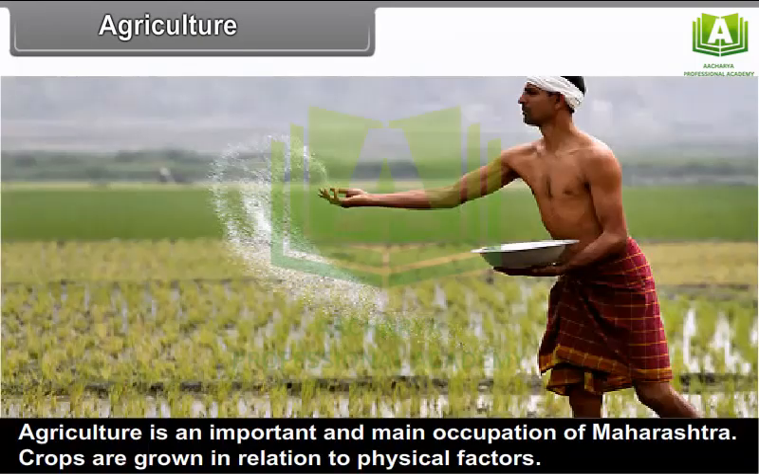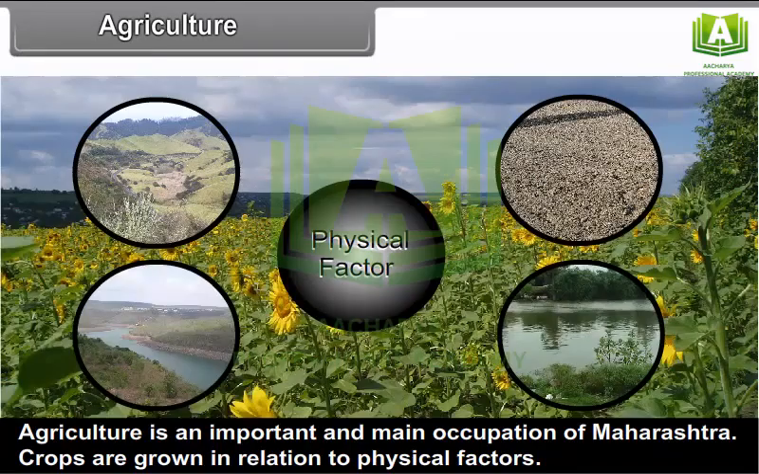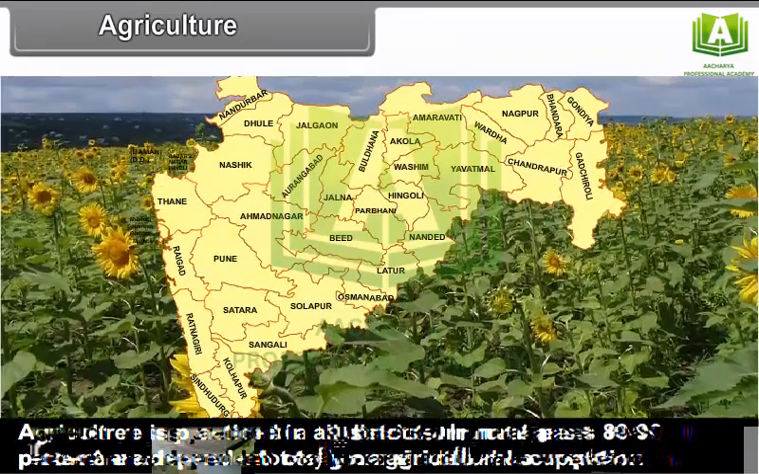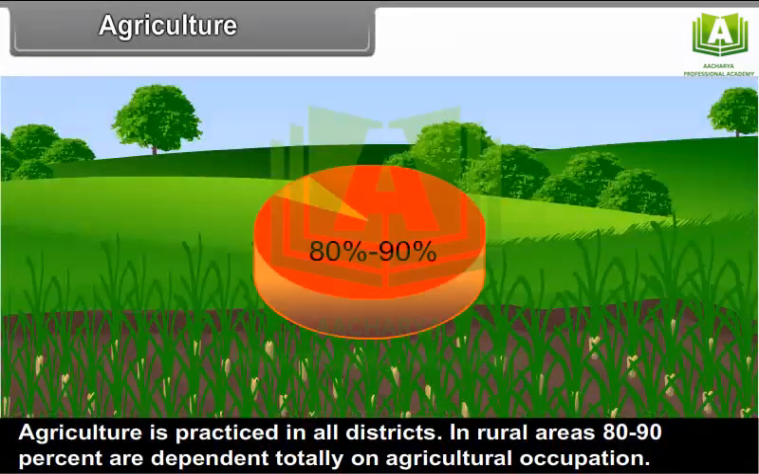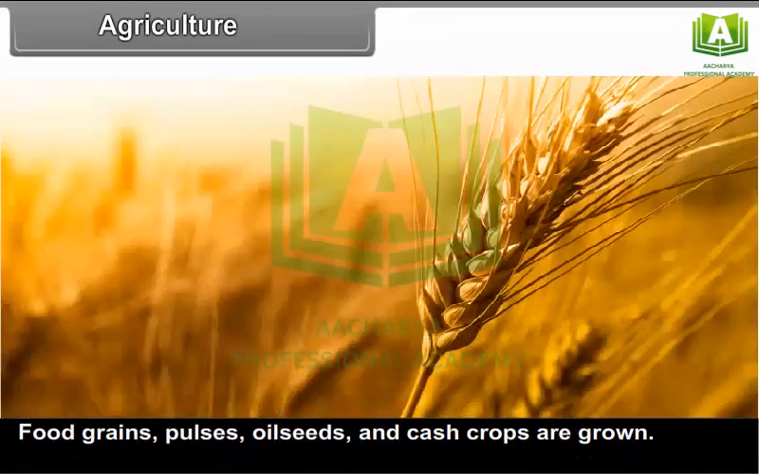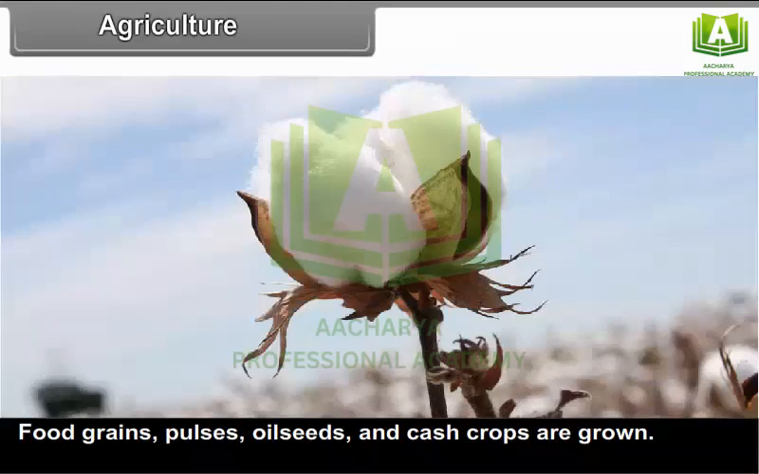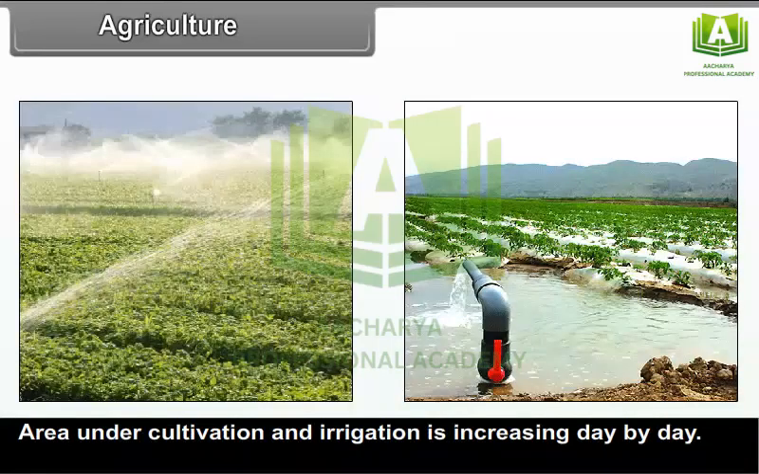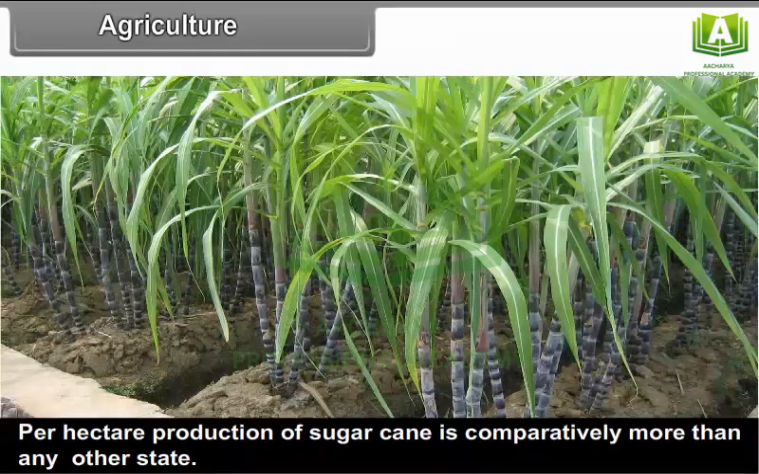Agriculture. Agriculture is an important and main occupation of Maharashtra. Crops are grown in relation to physical factors. Agriculture is practiced in all the districts. In rural areas, 80 to 90% are dependent totally on agricultural occupation. Food grains, pulses, oil seeds and cash crops are grown. Area under cultivation and irrigation is increasing day by day. Per hectare production of sugarcane is comparatively more than any other state.